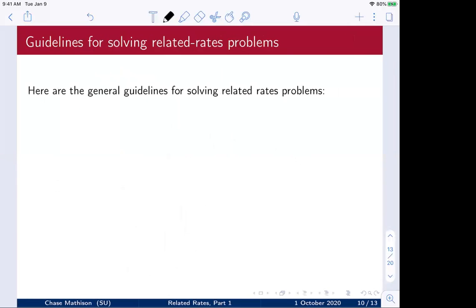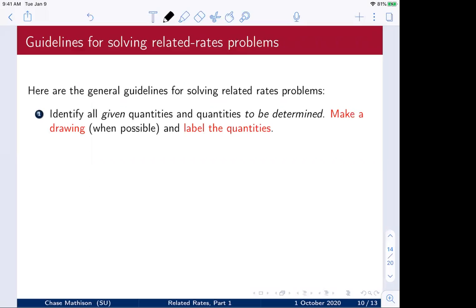Here are some guidelines for solving general related rates problems. All these problems we've seen cover everything, so nothing will be new now. You might be asked to find dr/dt given dA/dt, or to find different things or new relationships, but the mechanics of these problems are always going to be the same. Step 1, you're always going to identify all the given quantities and all the quantities that you want to find, the quantities to be determined.